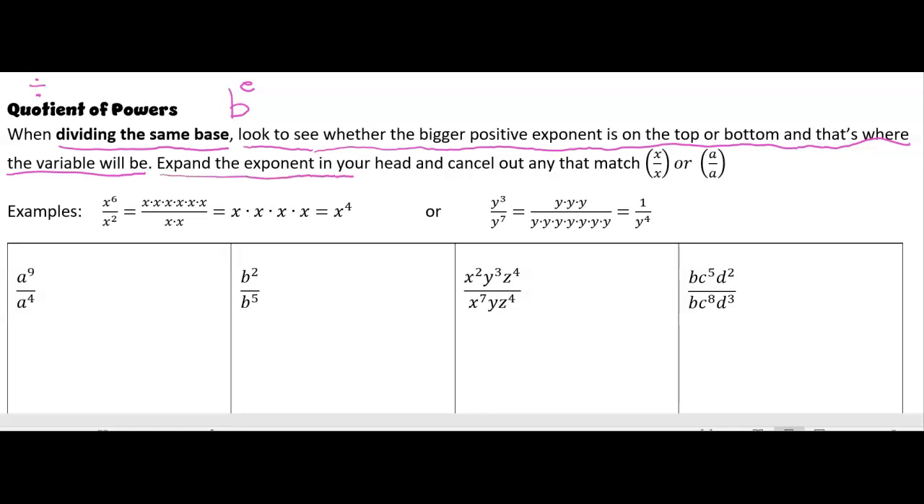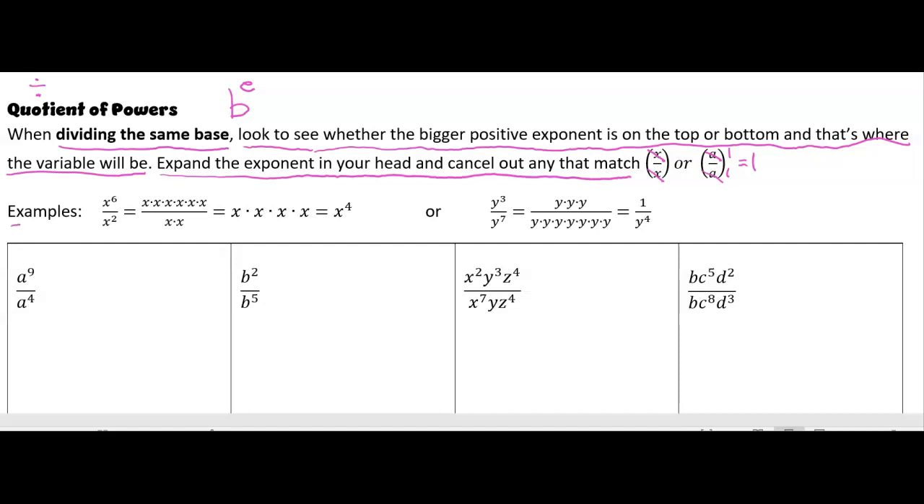Expand the exponent in your head and then cancel out any that match. Like for instance, when you have an x over an x, that gives you 1. Or you have an A over an A, that would give you 1, or 1 over 1, because A goes into A once. That would leave 1 over 1 or 1. Okay, so here we go.